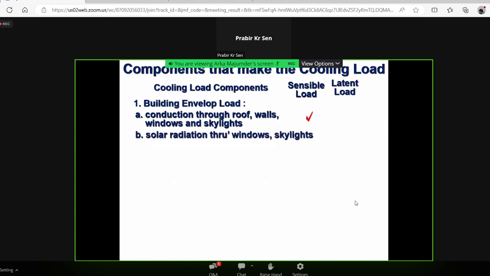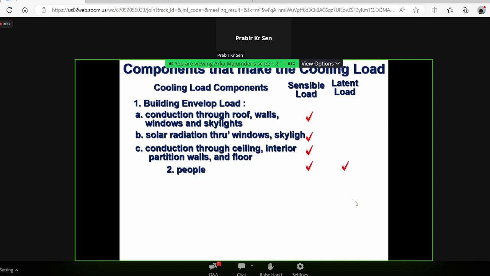Next. Solar radiation through windows and skylight. They also give sensible load. Next. Conduction through ceiling, interior partition, walls, and floor with non-AC areas. Again, sensible load only. Next. People. People give both sensible and latent, because when we breathe out, we give hot air, and it also contains moisture. So we give out sensible heat and latent heat. Lights, again, only sensible. Next.